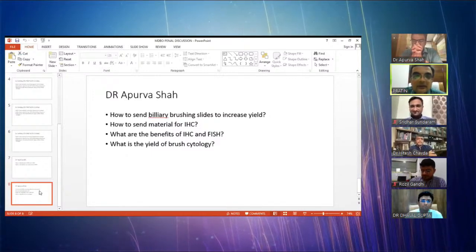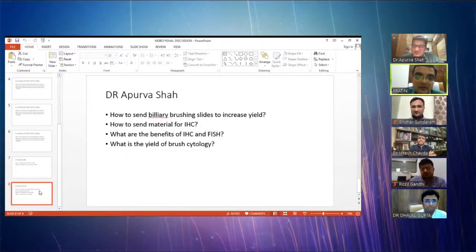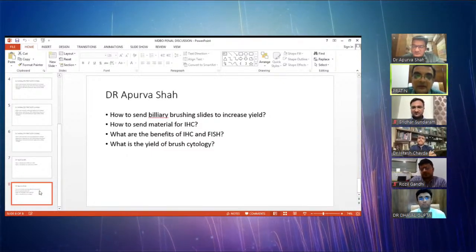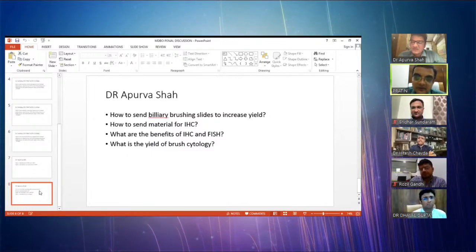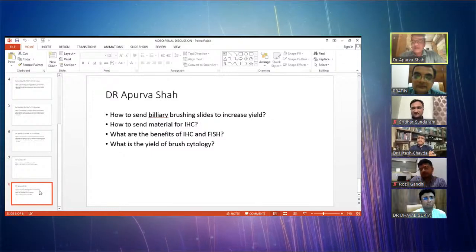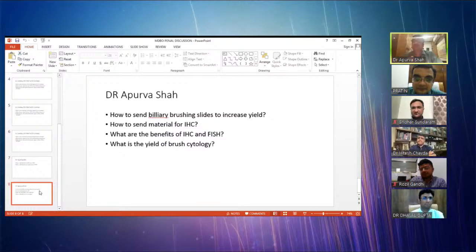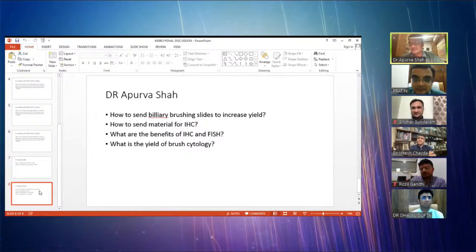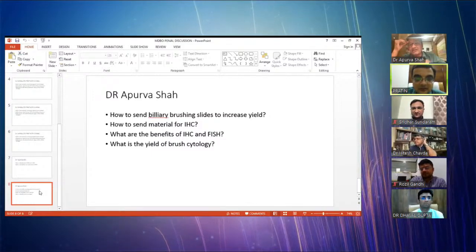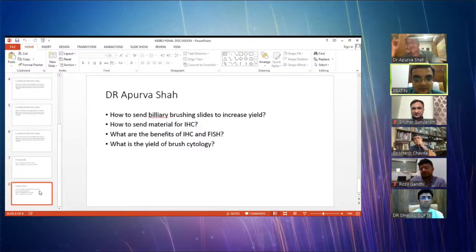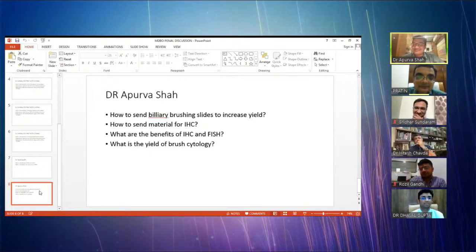When I was in Tata, some of my colleagues used to send aspirated bile for cytology. Is it recommended for cytology, or do you need only brushing? I think both will be fine actually. So we prefer both cytology as well as biopsy if possible, so one of them will hit the lesion. Sometimes we get a diagnosis in cytology, not in biopsy. Sometimes not in cytology, but in biopsy. So vice versa.